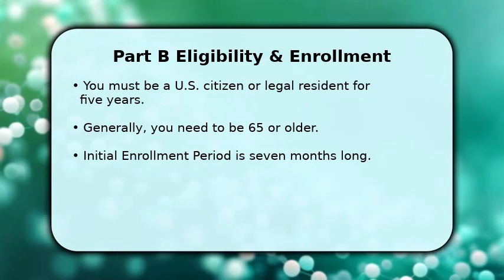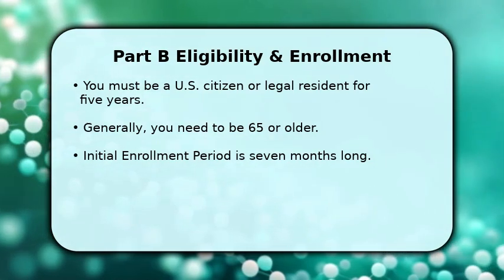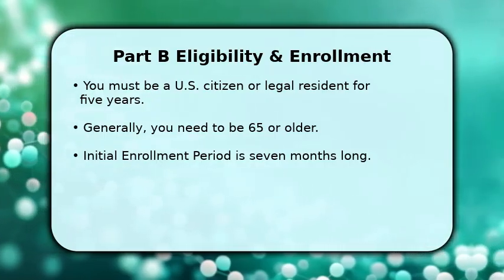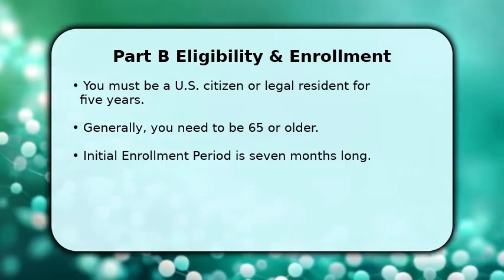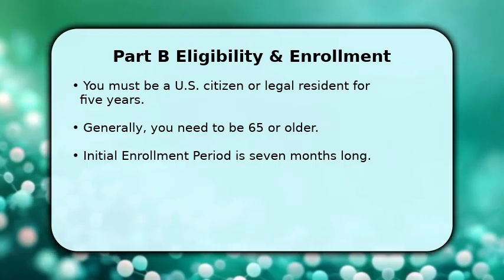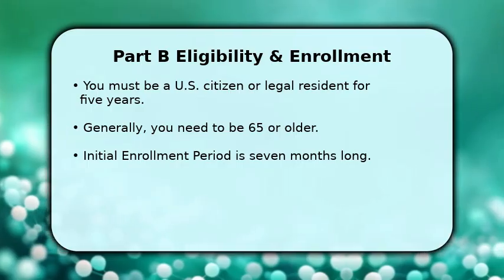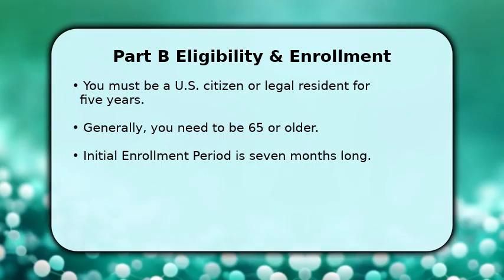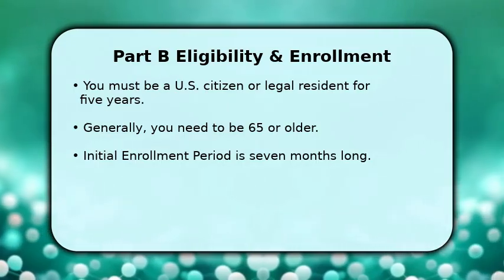To qualify for Medicare Part B, you generally need to be a U.S. citizen or legal resident for at least 5 years and typically age 65 or older. However, some individuals with disabilities or specific medical conditions may qualify sooner. The initial enrollment period is a 7-month window around your 65th birthday. If you miss this, special enrollment periods may apply if you have other creditable coverage, like through an employer.